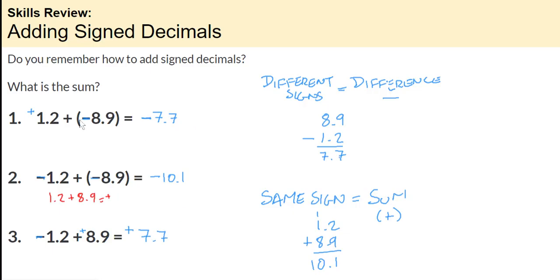So be careful with the signs when we're adding and subtracting. Remember, you can rewrite this. I could put 8.9 in the front, and then I could put the negative 1.2 in the back. And now you can see this is 8.9 minus 1.2, which was what we were supposed to do, take the difference.